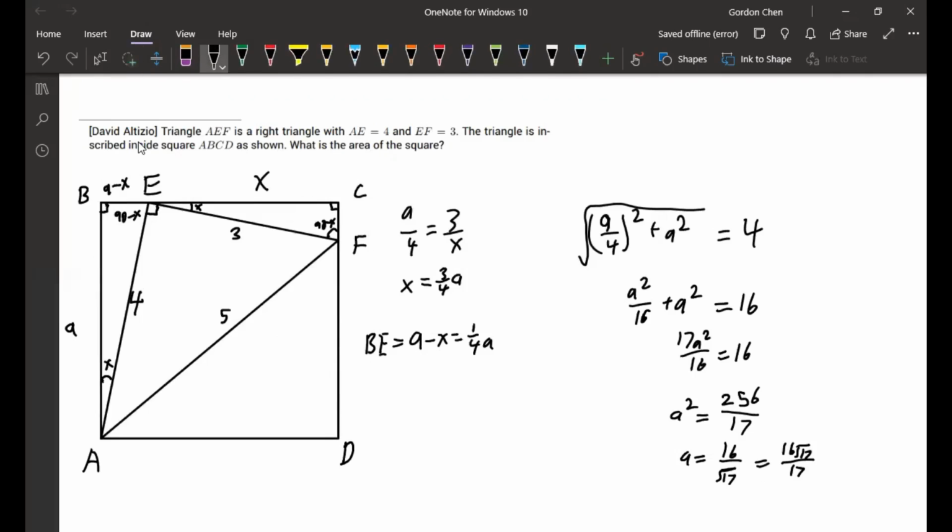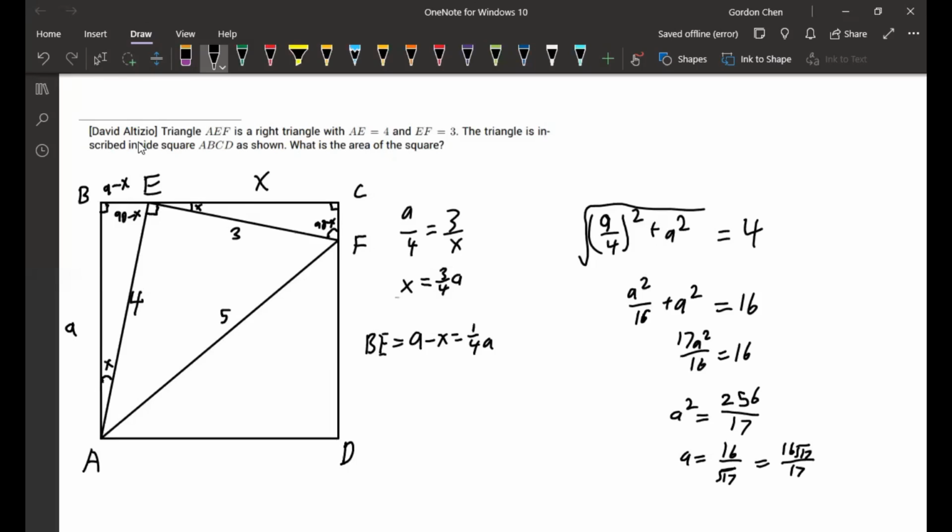So a minus x equals 1/4 of a, because x is 3/4 of a, and a is a. So 1 minus 3/4 is 1/4. So now we have what BE is and what AB is.